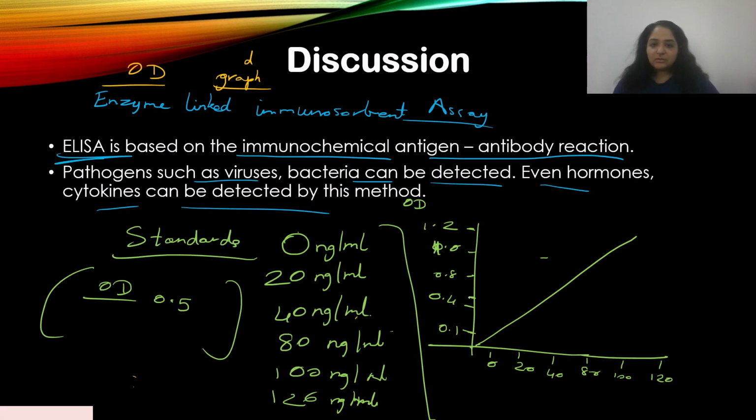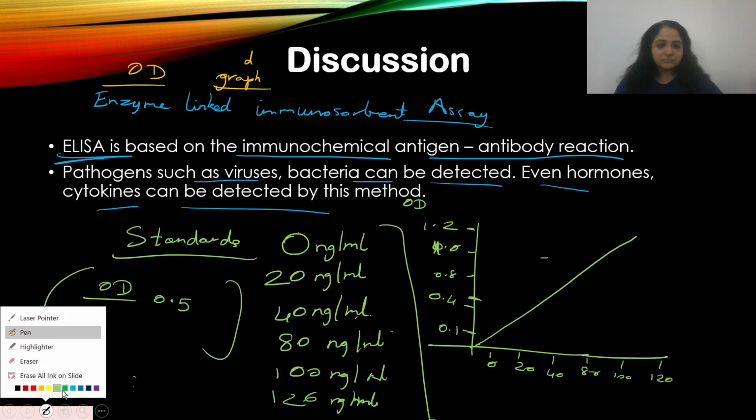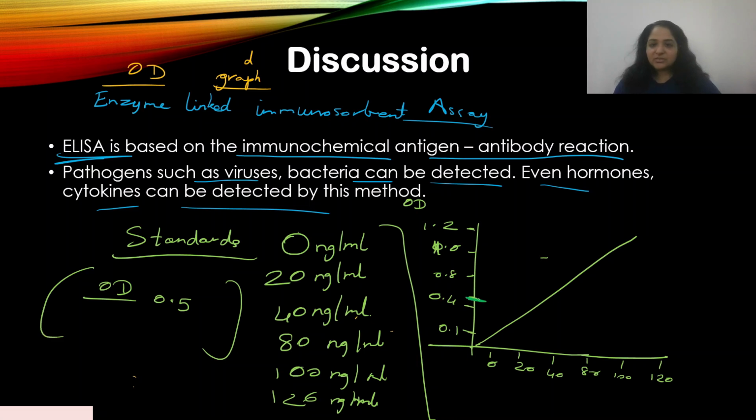Let's say you got your unknown sample at 0.5. So you determine that 0.5 here and you get, I don't know, 25 or 28, something like that. You get a reading at 28 nanograms per ml. So you know that the unknown sample has that many nanograms per ml of, I don't know, estrogen or whatever it is that you're measuring. So the standard graph is also important in ELISA when you are measuring unknown samples.